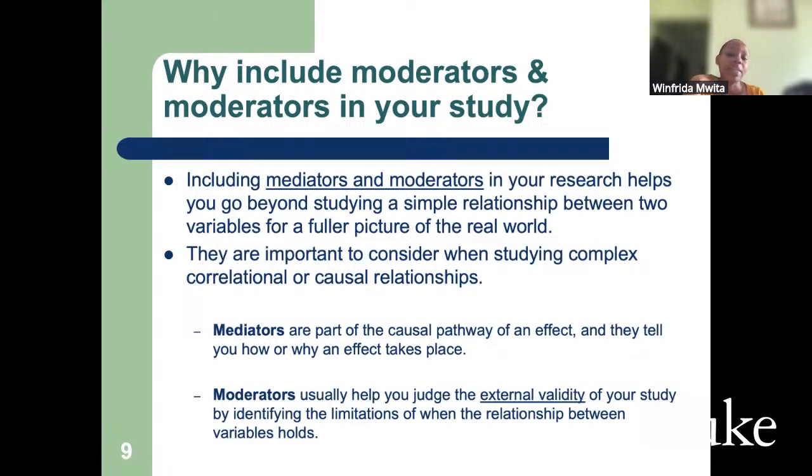Mediators are part of the causal pathway of effect, and they will tell you how and why the effect takes place, while moderators will help you judge the external validity of your study, because you'll be able to identify the limitations of when that relationship occurs. Maybe the effect you are seeing is only occurring in younger people and not the older ones. So by adding moderators, you'll have more external validity of your findings.